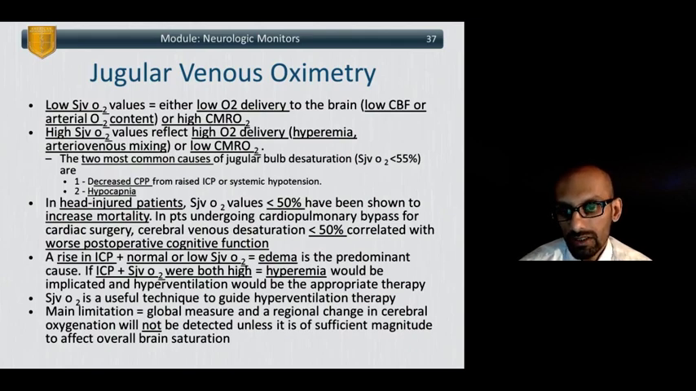Your main limitation is that it's a global measure. It's not regional at all. Regional changes in cerebral oxygenation will not be detected unless they are of significant magnitude to affect overall brain saturation. So it's a global technique. It's not one that's targeted towards the area of brain lesions of interest.